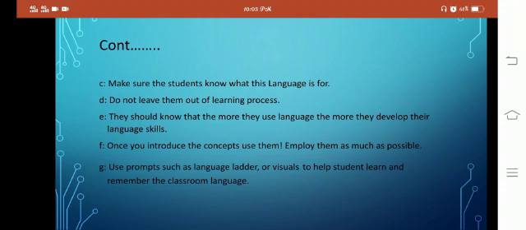Once you introduce the concept, use them. Employ them as much as possible. Use prompts such as an idea, language ladder, or visuals to help students learn and remember the classroom language.